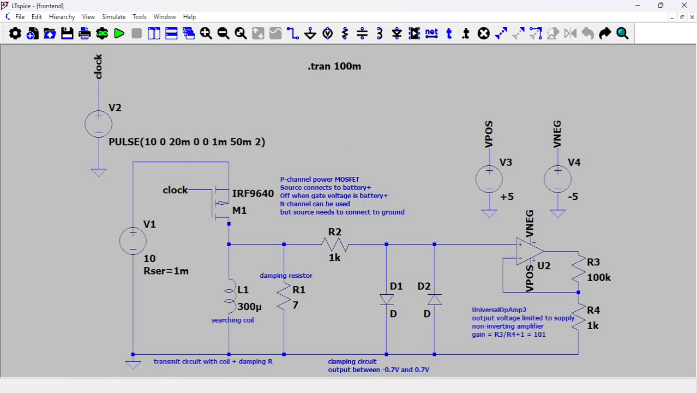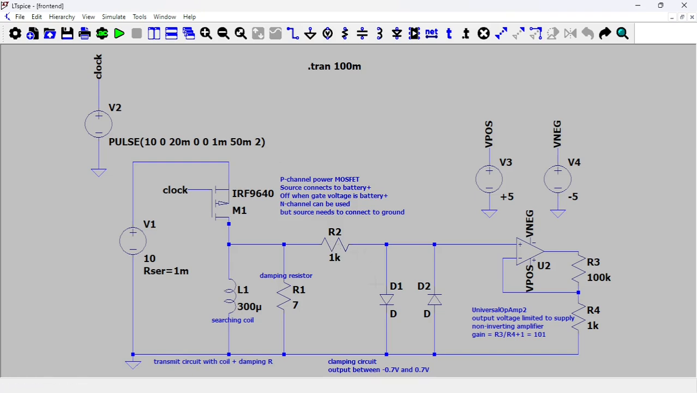You could have used an N-channel MOSFET, no problem. The only problem is that in that case, you would have to connect the source to the ground. So it means that basically you would need to put the MOSFET at the bottom and all this stuff at the top. Okay. So here it's a P-channel, but you could have used an N-channel, no problem.